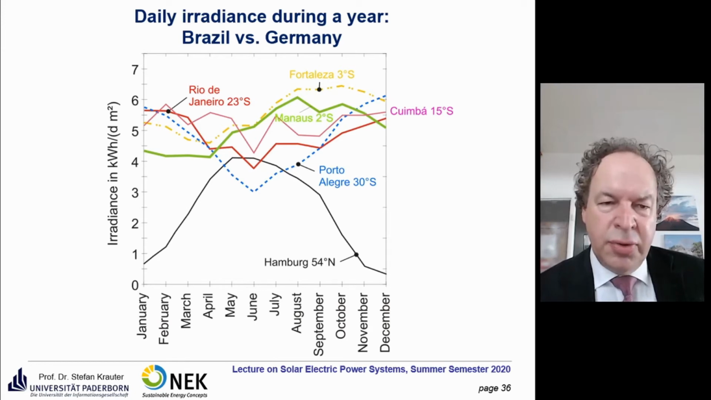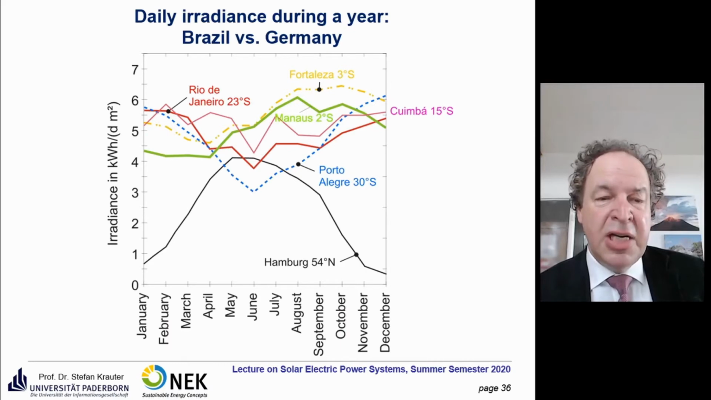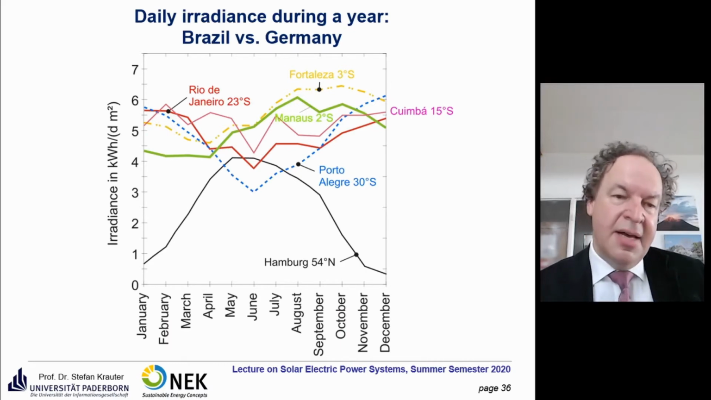Porto Alegre is more pronounced. Fortaleza is also quite constant, and Porto Alegre is 30 degrees south of the equator, and there we have an opposite effect to Hamburg because it is in the southern hemisphere. So in June and July, irradiance is significantly decreased, and the maximum takes place in January and December.